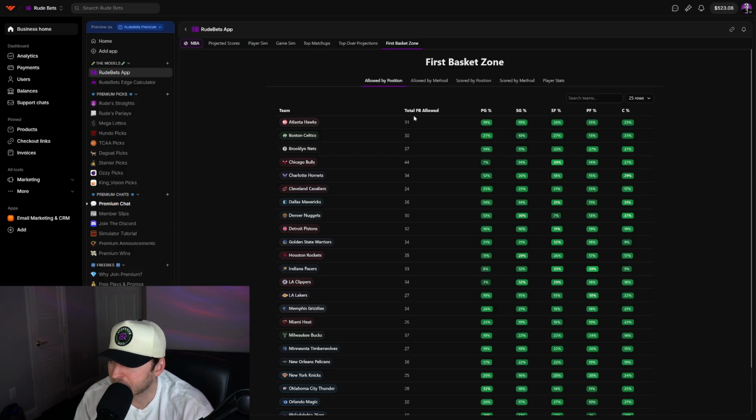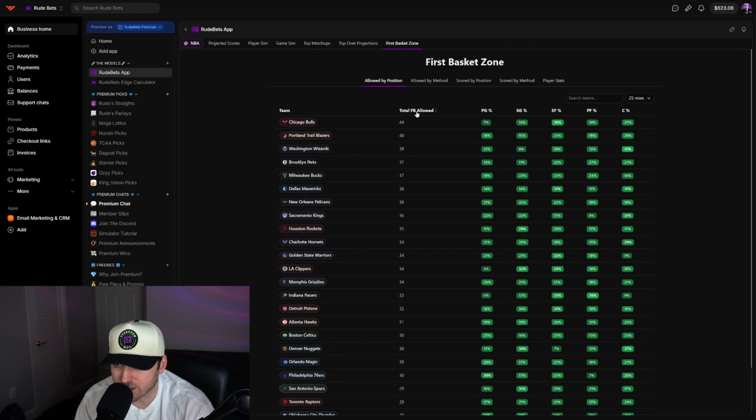I think allowed by the position is the most effective. It tells you, if you're looking at a team real quick, we saw the Clippers earlier against Ant Edwards. 32% of their first baskets allowed are against the shooting guard, which is his position. So Ant scores a ton of first baskets. The Clippers allow the most to shooting guards. That's a great play. And that's also why his projection's 19%, right? That's all built into that. So you don't really have to look at this stuff too much, but if you want to, you can really get in the weeds with the first basket data in this table right here.